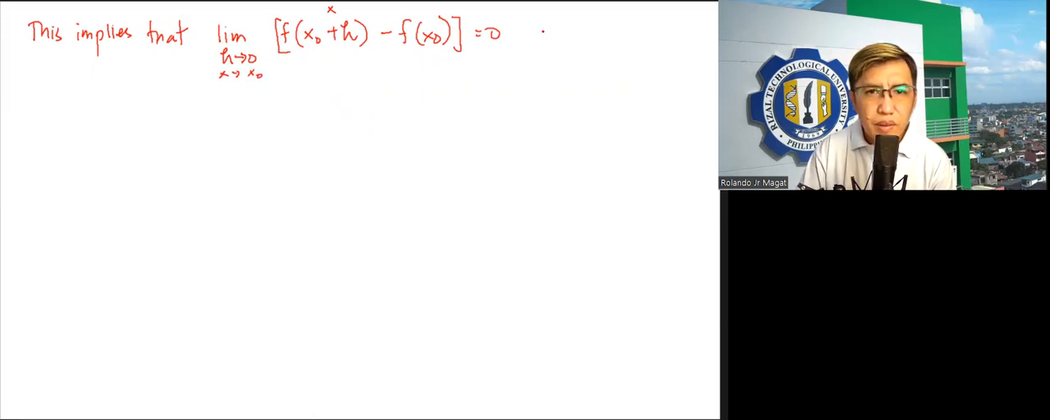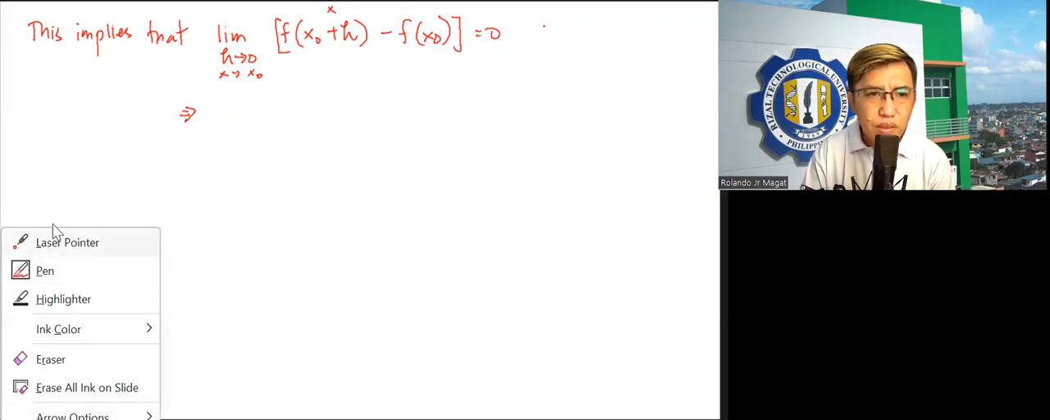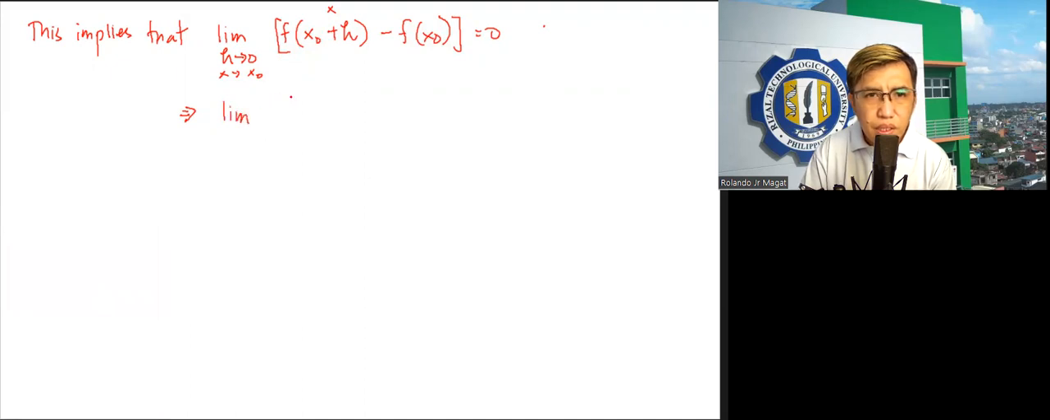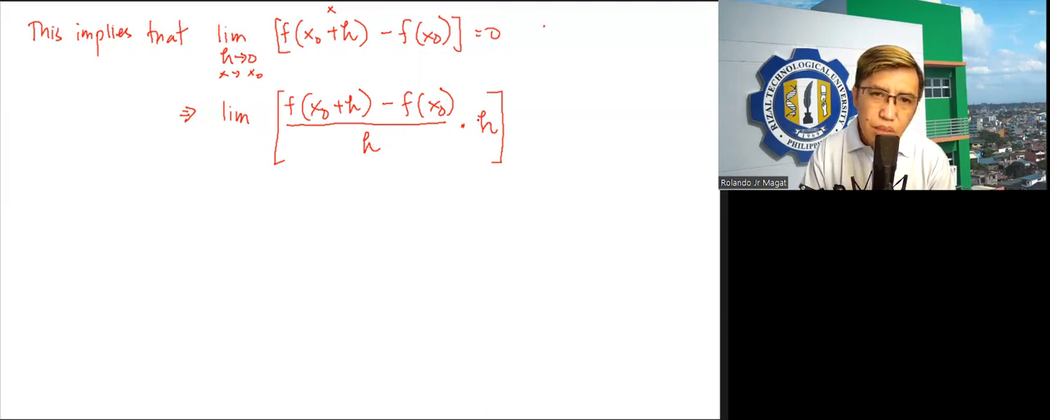But we know that this further implies that we can rewrite this one function. Itong function na to, I can just rewrite this one as what? The limit of f of x naught plus h minus f of x naught, okay, all over h times h, correct? Because that is equal to 1. H times h ay over h dito, tapos nag-multiply lang ako ng h is just equal to 1. So, just manipulating it algebraically. As h approaches 0 is equal to 0.